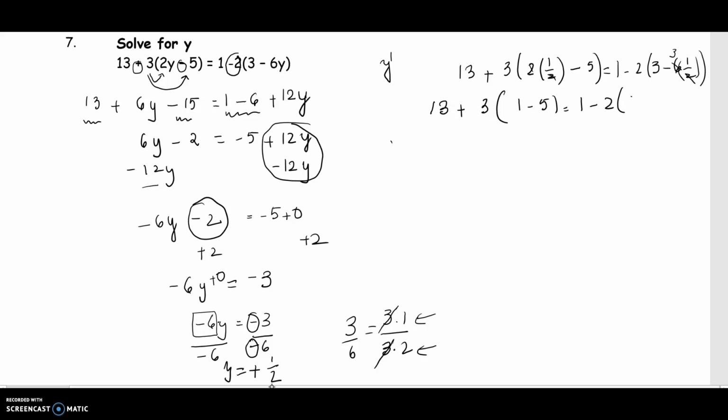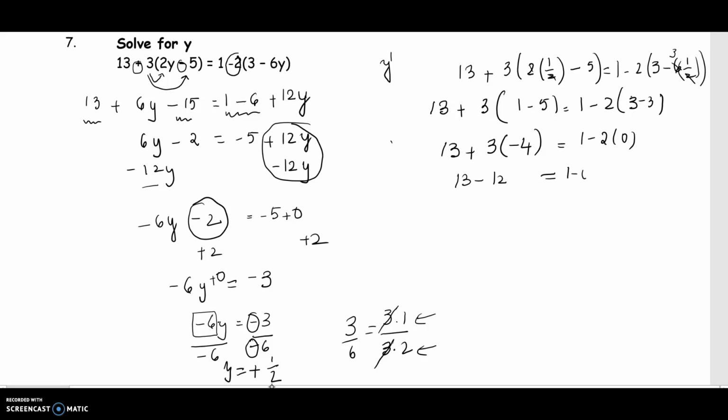So we have 3 minus 3. That's really a 0. And so that's 13 plus 3 times negative 4. 1 minus 5 is negative 4 equals 1 minus 2 times 0. So 13 minus 12, negative 4 times 3 is negative 12.